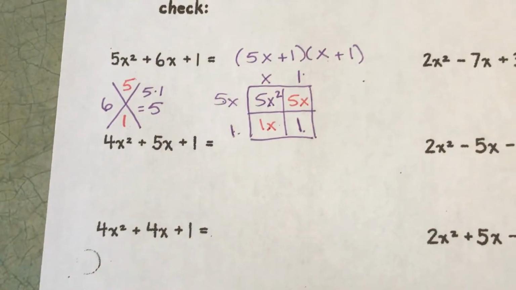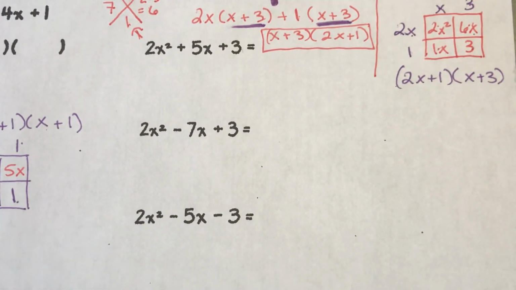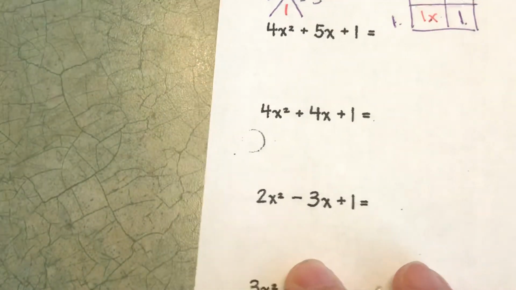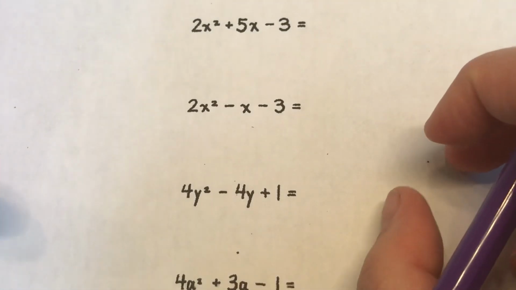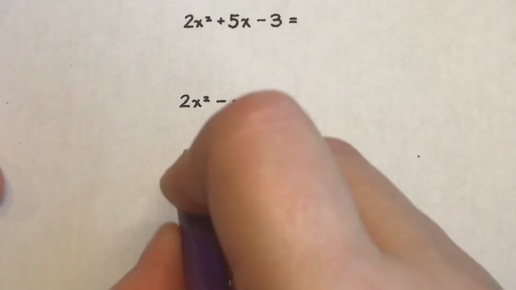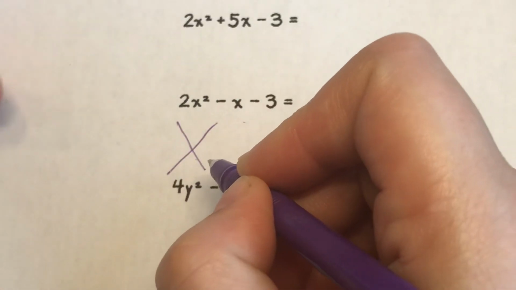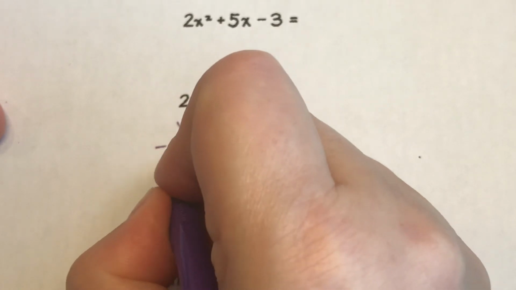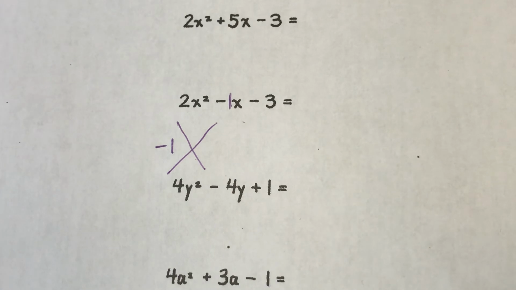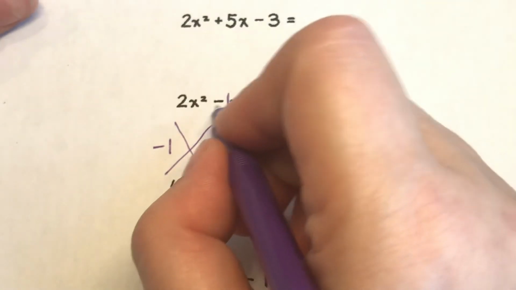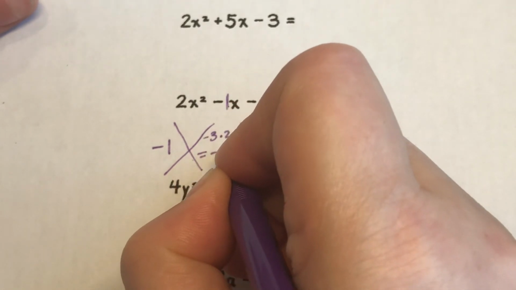All right, let's do another one. Let's do this one right here. Let's get some negatives in there. Okay. So here, same process. We've got -1, right? There's an invisible 1 there. So -1, and this would be -3 times 2 equals -6.